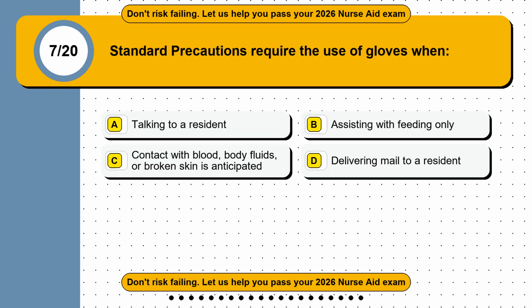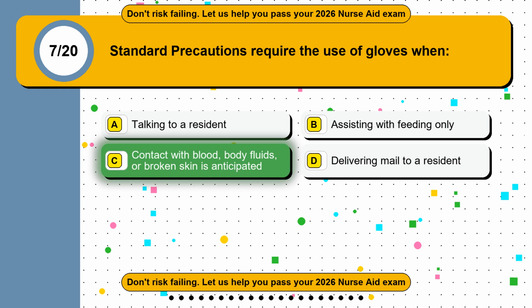Question 7. Standard precautions require the use of gloves when: Option A. Talking to a resident. Option B. Assisting with feeding only. Option C. Contact with blood, body fluids, or broken skin is anticipated. Option D. Delivering mail to a resident. The correct answer is option C. Contact with blood, body fluids, or broken skin is anticipated.